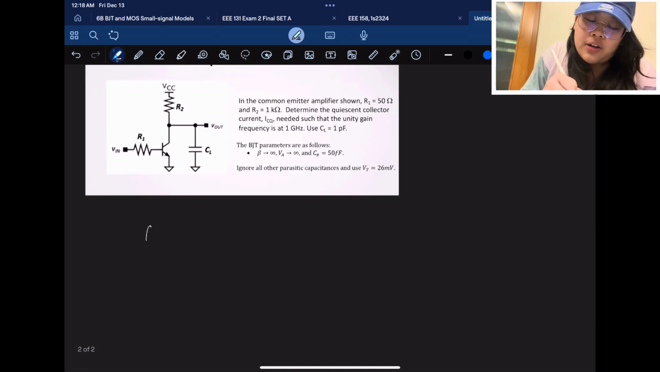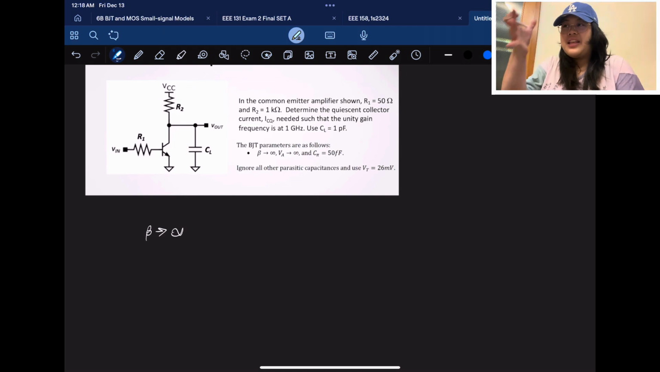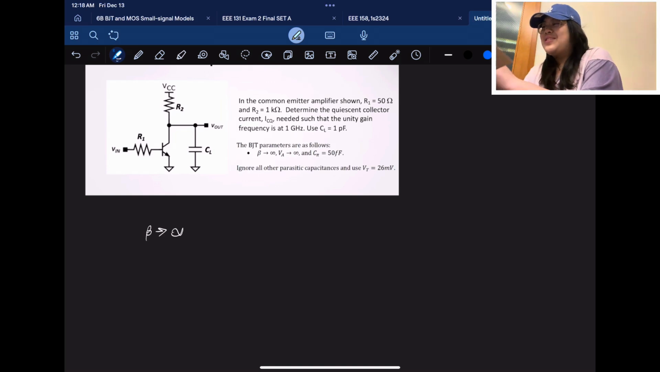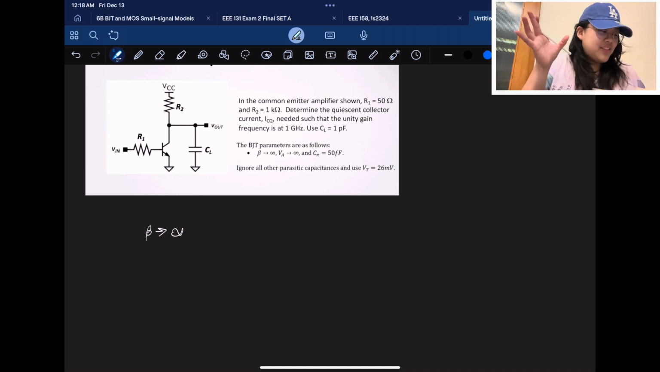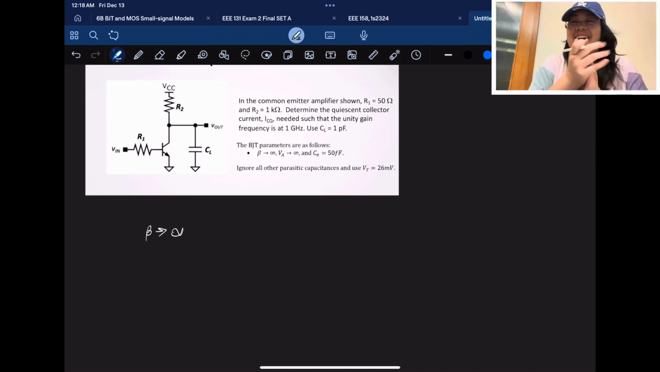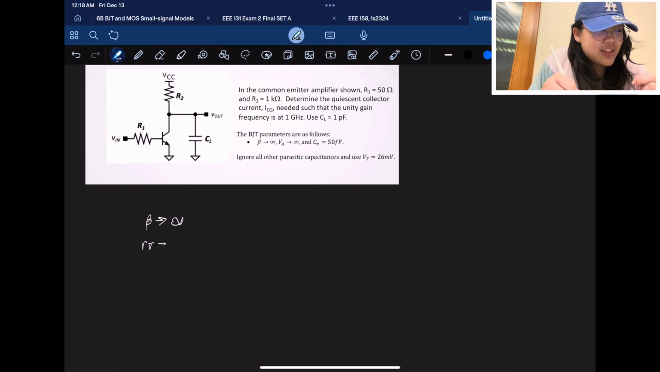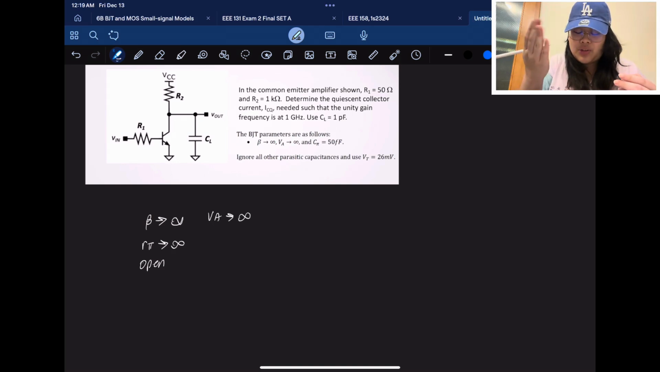Now, in the video I just watched, Ma'am Tess said beta being infinity means that we have... okay, wait. It's a given. If that's given, we can ignore r pi. Yes, r pi is also infinity, meaning that it is short. No, it is an open. R pi is open, and then VA, the early voltage, being infinity as well means that R out is also infinity, meaning that it's also open.